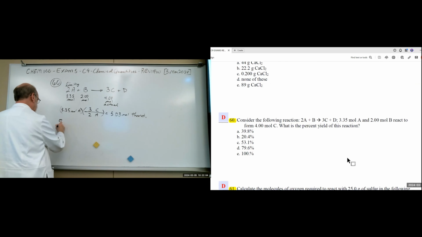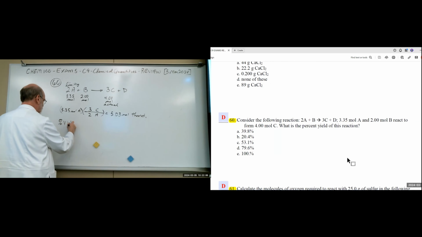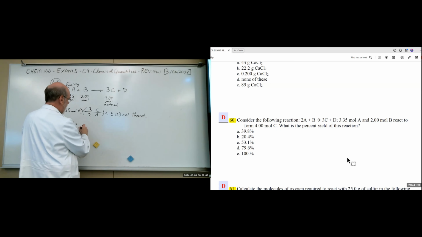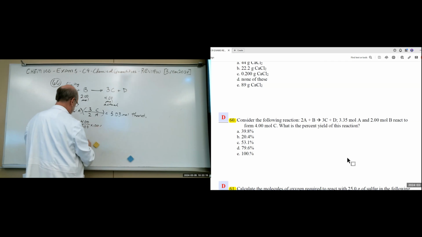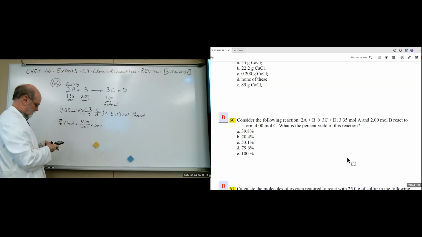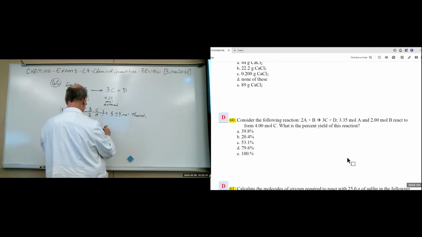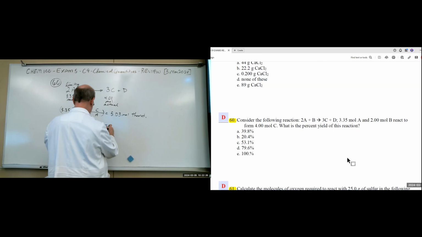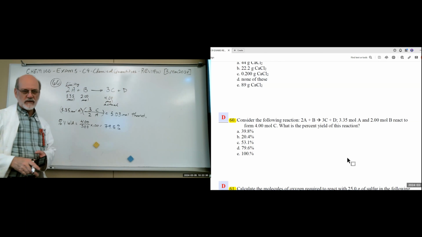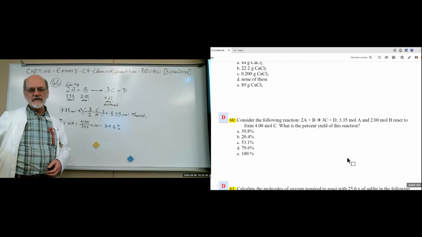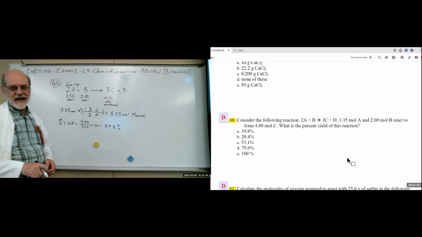So percent yield would be equal to the actual divided by the theoretical times 100. Which is, to three places, 79.5%. That's the yield. Rounding error, 79.6. Pick the best answer.